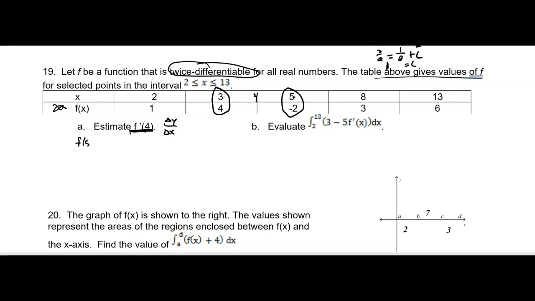So we would want to do f of 5 minus f of 3 over 5 minus 3. And then f of 5 is a negative 2 minus f of 3, which is a 4. And then all divided by 2. So we would say our estimate is a negative 3. So we can say f prime of 4 is approximately a negative 3.